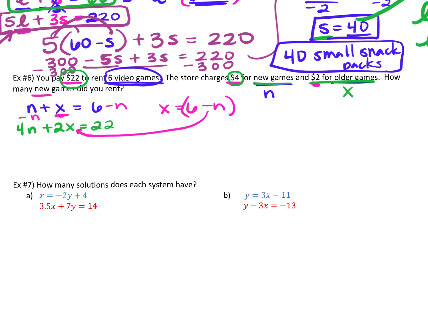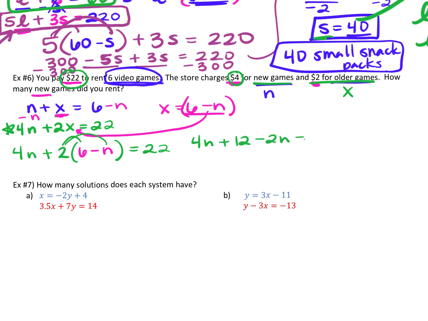So I'm just going to rewrite this green equation: 4 times N plus 2 times, and now drop in what X equals, right? That's more substitution: 6 minus N, equal to 22. So I'm going to distribute that. Now I have 4n plus 12 minus 2n equals 22.